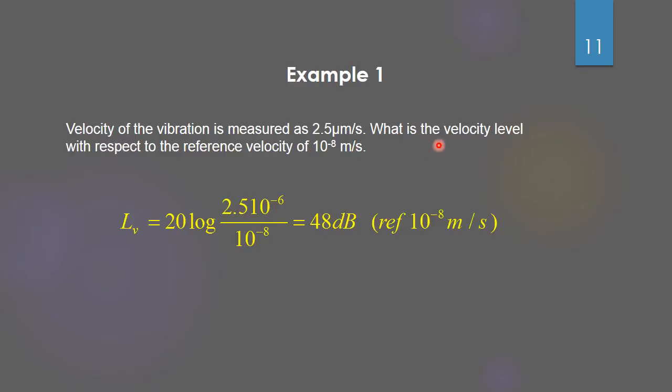Velocity level is basically the decibel. So it's going to be like that. L_V, which indicates the velocity, equals 20 log of the velocity given here, 2.5 micrometers per second, over the reference velocity, which is 10 to the power minus 8, and it equals 48 dB.